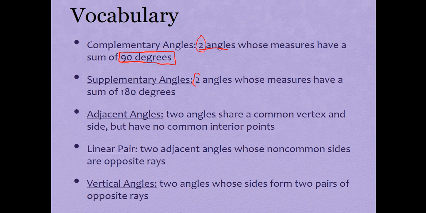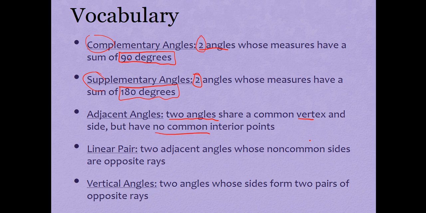Supplementary angles are two angles that add up to 180 degrees. So complementary is 90, supplementary is 180. Adjacent angles are two angles that share a common vertex. Remember, that's the pointy part. They share that, and they have no common interior points.